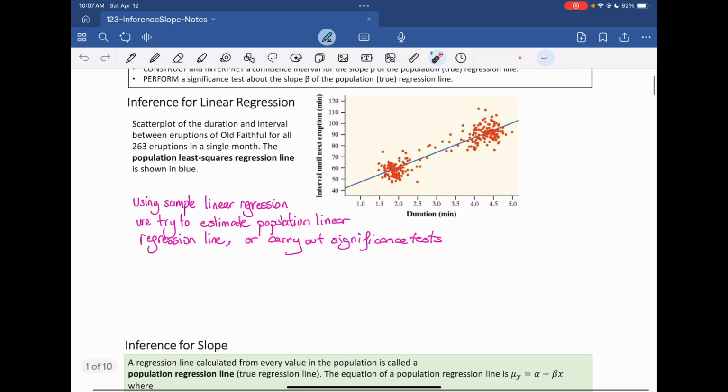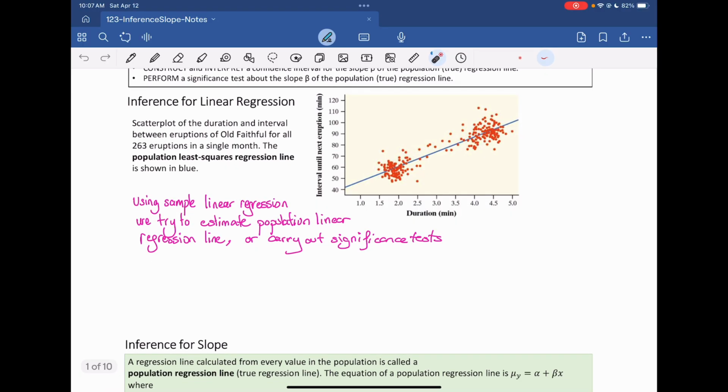All right, so inference for linear regression. Remember linear regression? That was from chapter 3. Okay, so least squares regression line. Remember, this is the least squares regression line. And this is the population least squares regression line.